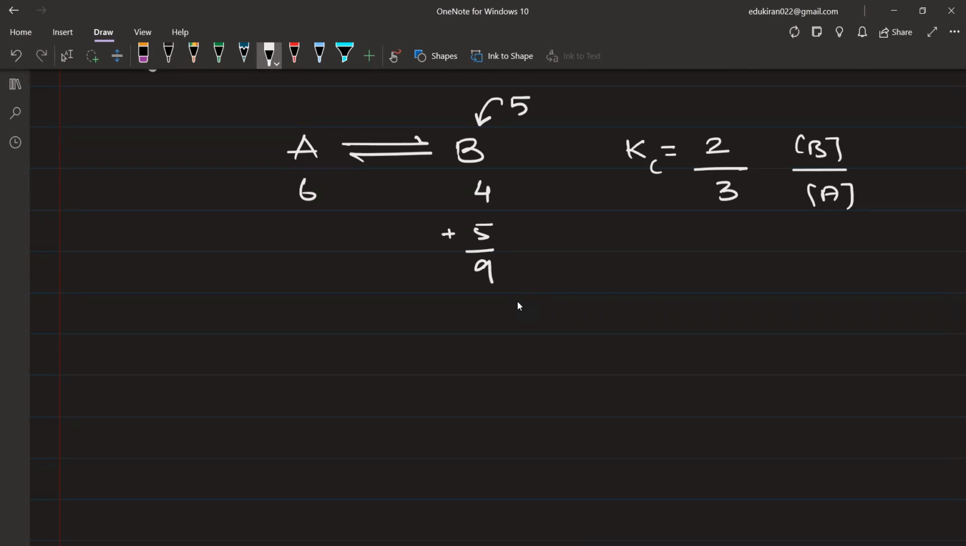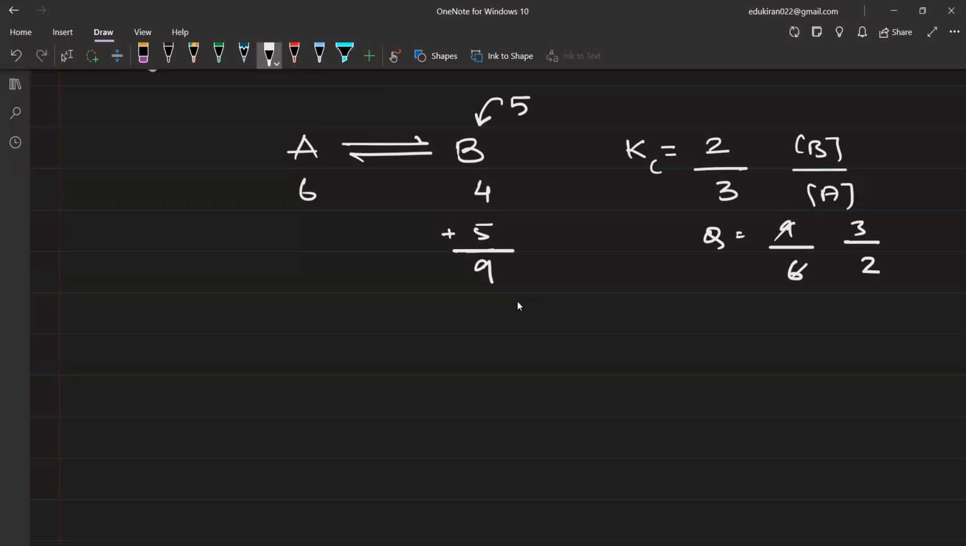Yes or no? Now the equilibrium is disturbed. So tell me, will we write K or Q at this particular time? Q, right? How will Q be defined? The amount of B that we have, that is 9/6. Correct? So what ratio are we getting now? 3/2. So the ratio is disturbed, right?